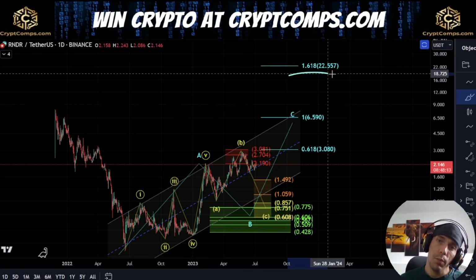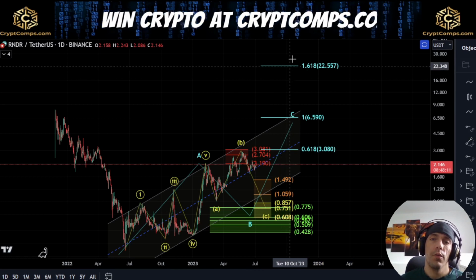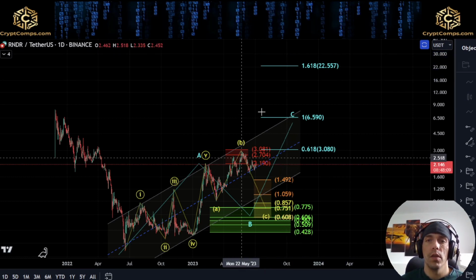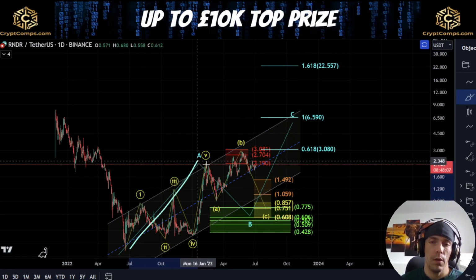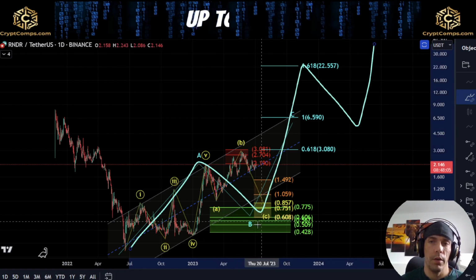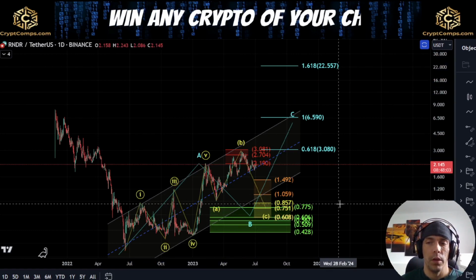So we're going to have to keep an eye on this higher area here. If we do see price come into this zone, then potentially what this could mean is that we could actually be looking at a bigger 5-wave structure here developing to the upside.